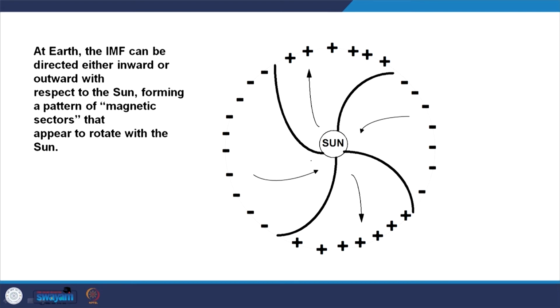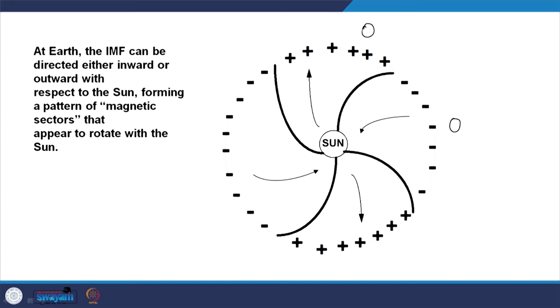Let us say a positive magnetic field sector means that the field lines are directed away from the sun, and it is opposite in the case of a negative sector. So, at the earth, the IMF can be either directed inwards or outwards with respect to the sun, forming a pattern of magnetic sectors. Now, the earth can be anywhere. If the earth is here, it will see the magnetic field lines away from the earth or towards the sun, and if the earth is here, it will see a magnetic field line towards the earth. So, it depends on the position, which is decided by a particular time of the year or whatever it is.